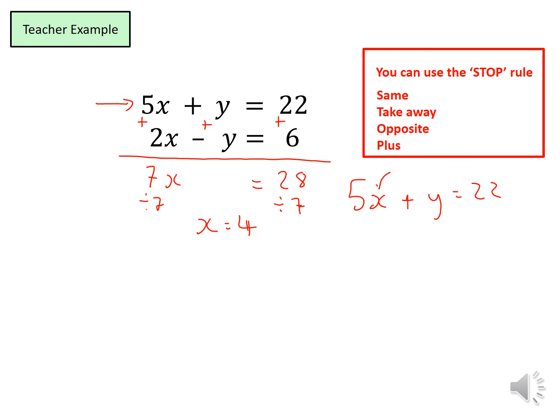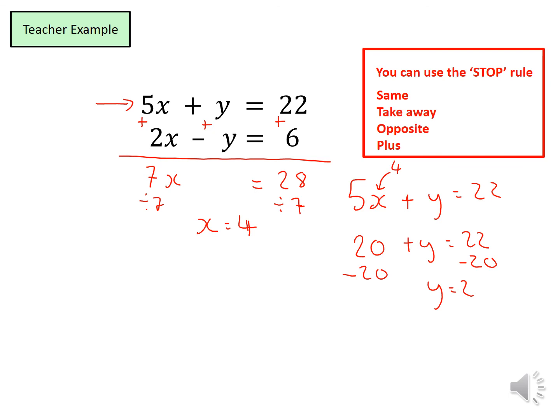I know this x here is 4. I've just worked it out. So 5x means 5 times x. So 5 times 4 is 20, add y equals 22. Now here I can see already what y is going to be, but I'm still going to do the full method. Take 20 off both sides. I get y equals 2. Now I've worked out what x is, I've worked out what y is.